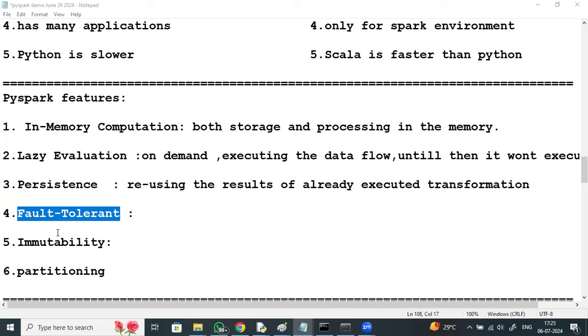And immutability. Whatever transformations, filtering, grouping, or operations you perform on your data object, you get some result. But the original one is not going to get modified. Immutability. Spark data objects are not going to get modified.